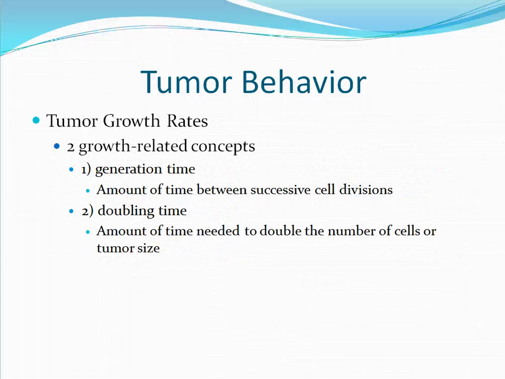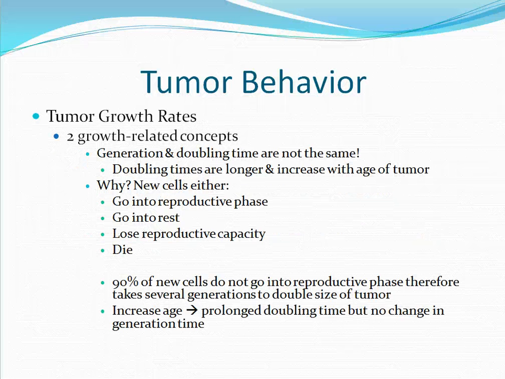Another behavior of tumors are their growth rates. There are two growth-related concepts that we need to understand. The first is generation time. This is the amount of time between successive cell divisions. Doubling time refers to the amount of time needed to double the number of cells or to double the tumor size. Often people think of these as being the same.